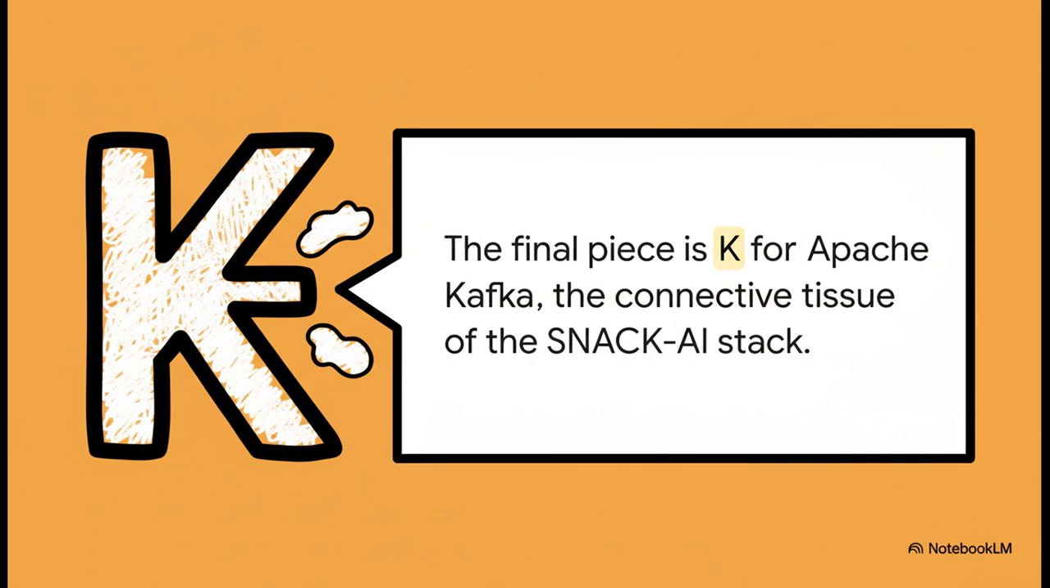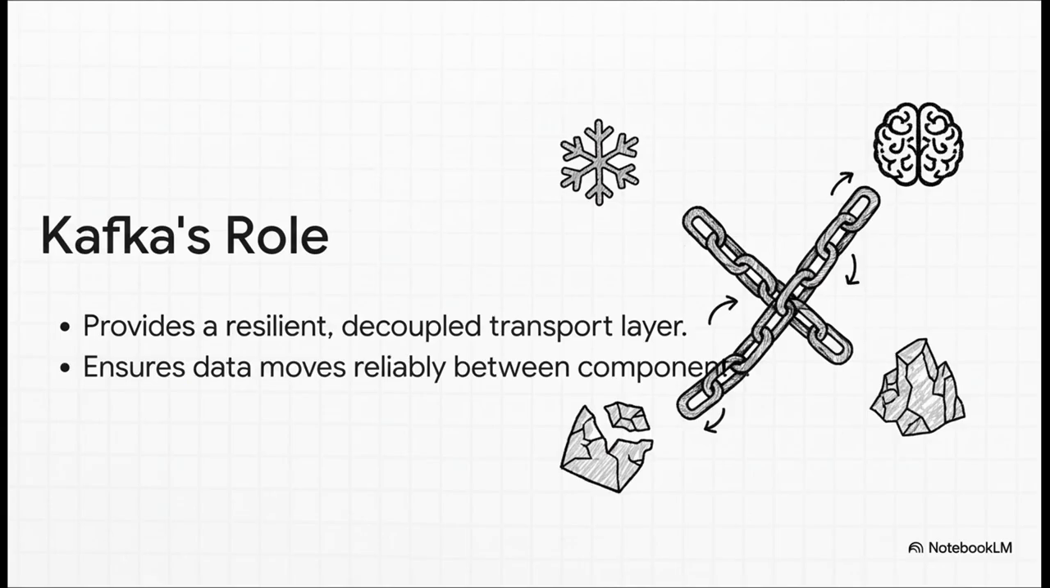And that brings us to the last piece of the puzzle, K for Apache Kafka. This is the glue, the connective tissue holding the entire stack together. Kafka is the unsung hero here. It's this super fast, super resilient messaging system that acts as the transport layer for all the data. And here's why that's so important. It decouples the different parts of the system. That means NiFi can be pulling in data like crazy at a totally different speed than Snowflake is processing it. Kafka acts as a buffer, preventing traffic jams and making the whole system incredibly robust and scalable.